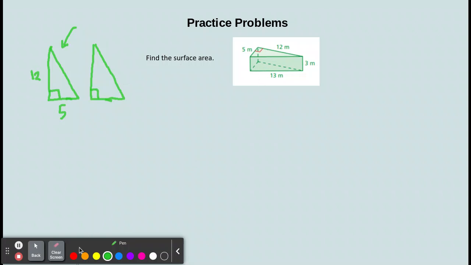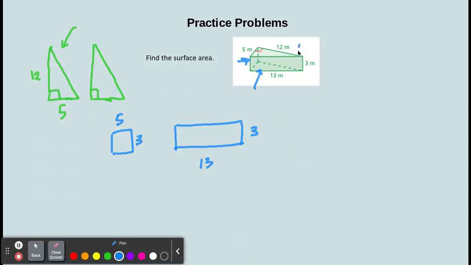But now to find the lateral faces. Well, we have a little square, right? That's 5 by what? 3 tall. So 5 by 3. We just have one of those. That's this side here. Now we have this front side. This front side is a rectangle as well, 3 by 13.